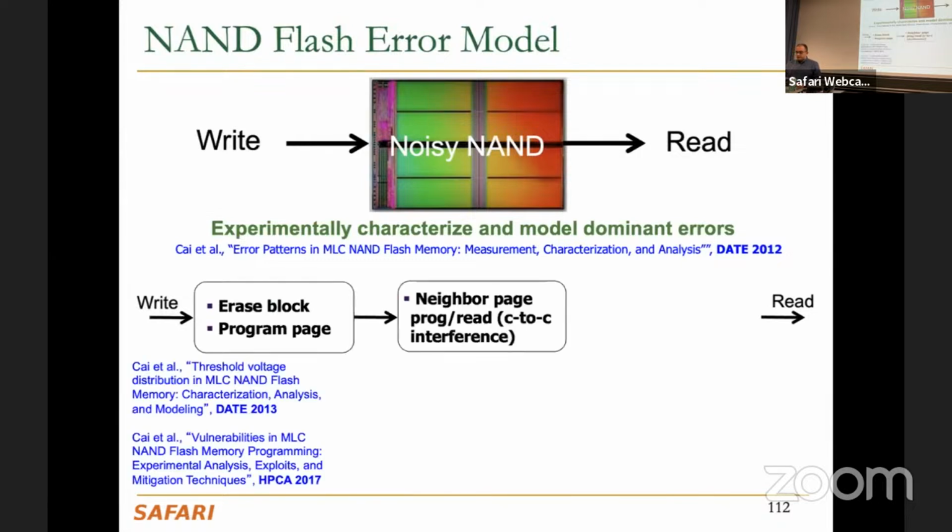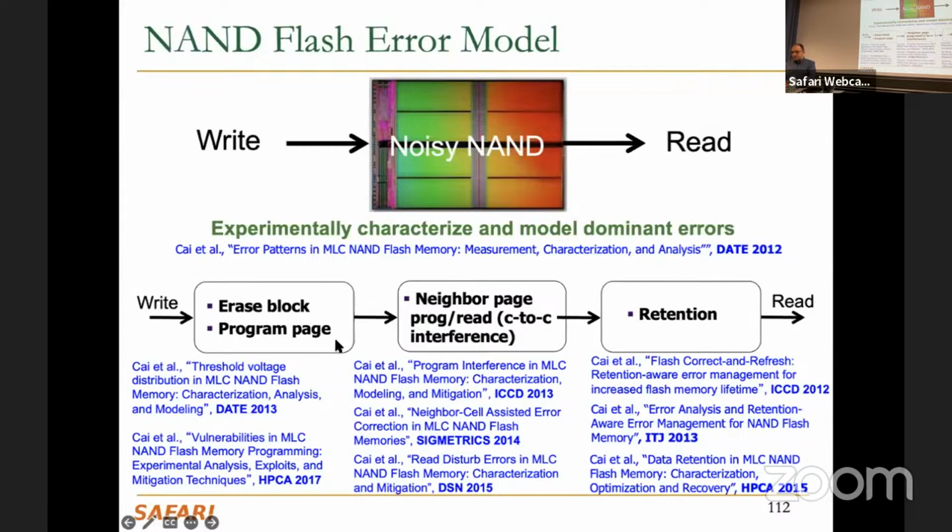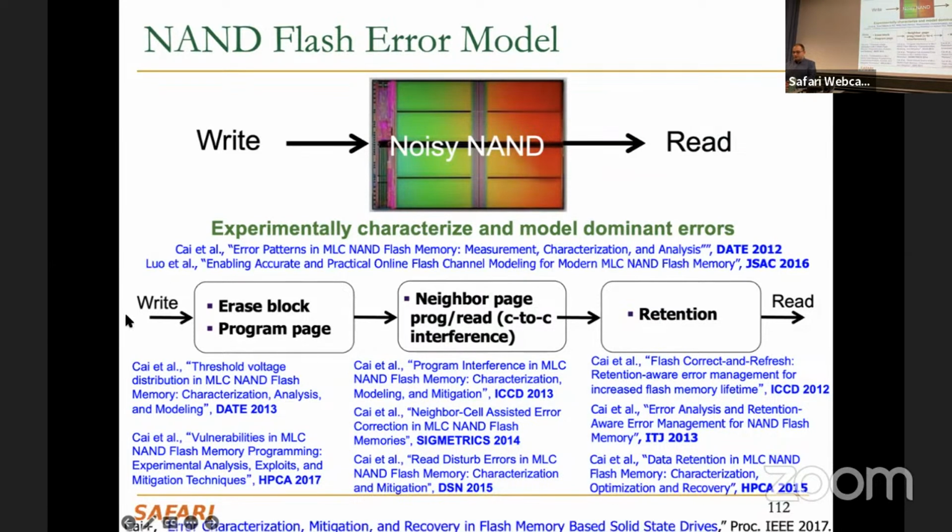In order to do that, you need to actually work on the different parts of this noisy channel. You need to work on the erase block and program page. These two operations actually cause some reliability issues that we're going to show. And then we also have neighbor page programming and read interference. You can consider it similar to RowHammer, but the function is a little bit different, as we're going to see. So you need to also work on it. And then we have retention error, which you also need to work on. And hopefully, if you address all of them, you can actually make this noisy channel much better.